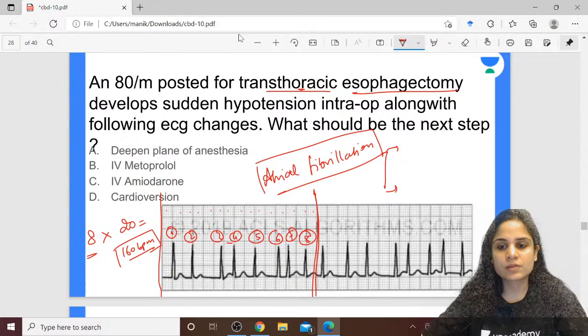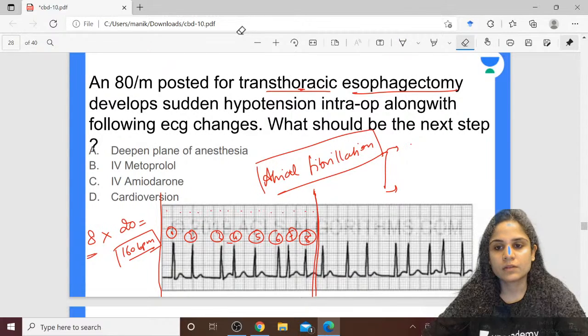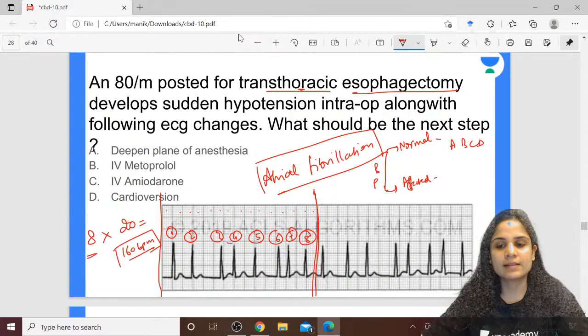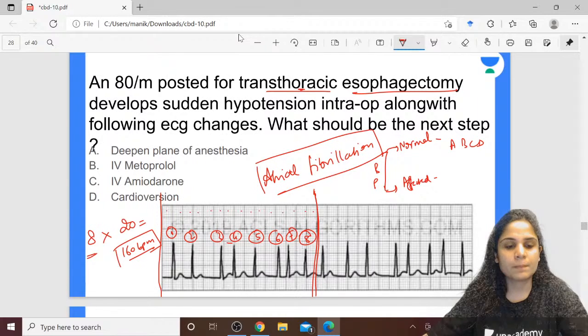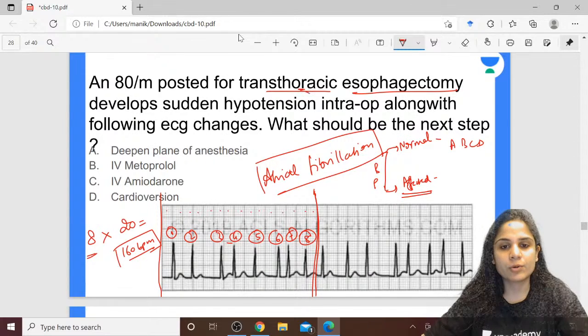But what are you supposed to see? You are supposed to check the BP of this patient. You are supposed to check the blood pressure of this patient. Is your blood pressure normal or is it affected? Is it decreased? If your blood pressure is normal, you can go for A, B, C, D drugs: amiodarone, beta blockers, calcium channel blockers, digoxin. If your heart rate is affected, if you are having hypotension, you have to do something immediately, otherwise this patient can go into cardiac arrest.